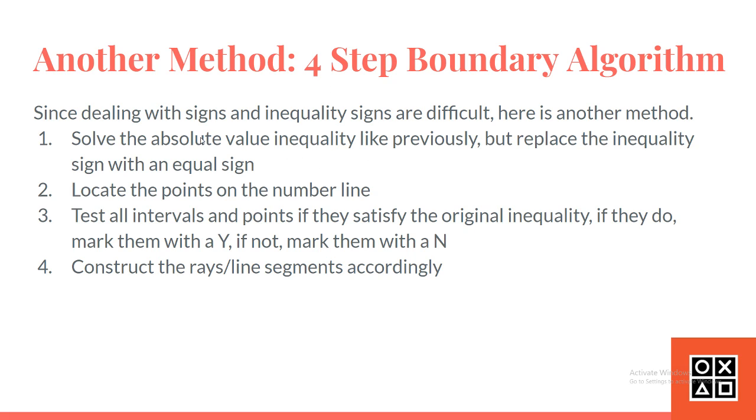So let's go through this method. First, we want to solve the absolute value inequality like previously, but replace the inequality with an equal sign. This will usually give us 2 different x's. Then locate the points on the number line. Test all intervals and points to see if they satisfy the original inequality. If they do, mark them with a Y for yes. If not, mark them with an N for no. Construct the rays or line segments accordingly.